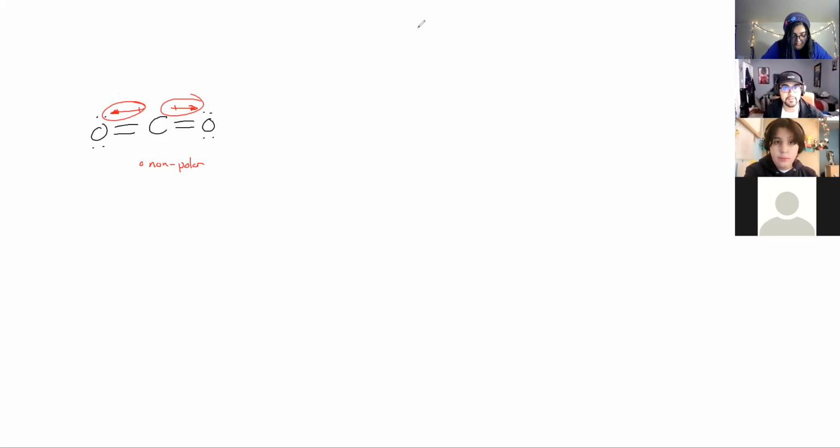All right, let's go ahead and do a couple more. This is fluoromethane, I believe. So this is carbon and it has three hydrogens and one fluorine atom attached. So how does our molecule look? How do our dipole moments look?